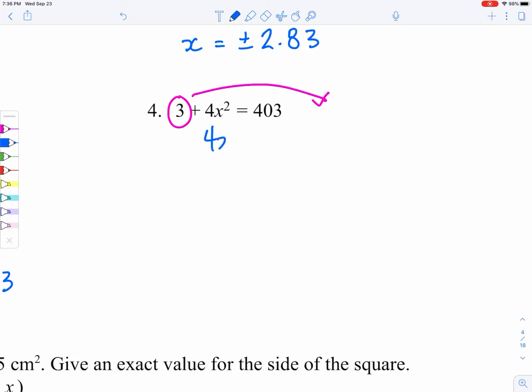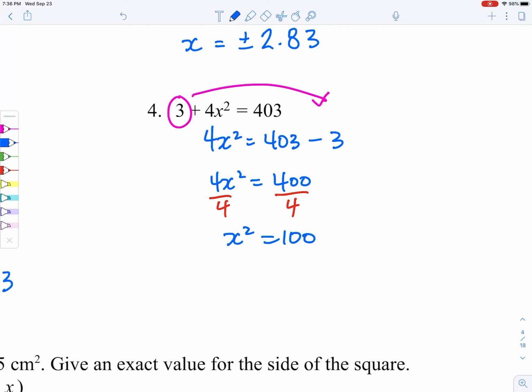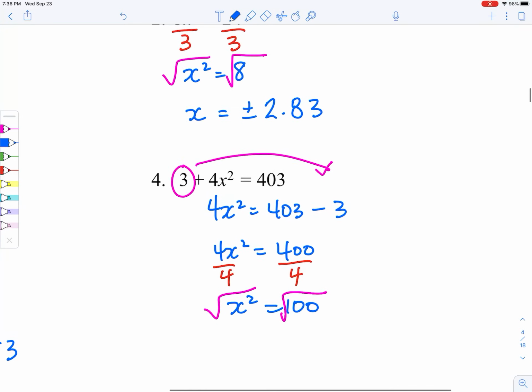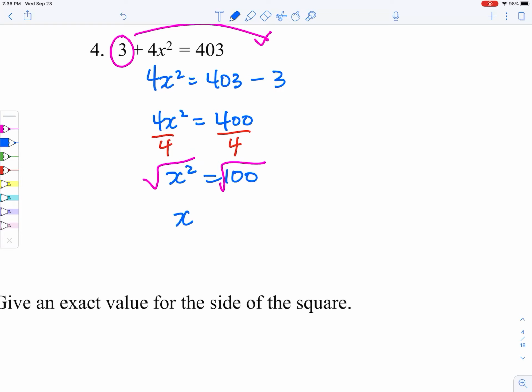For question 4, I'm going to subtract, take this 3, and bring it to the other side. So I get 4x squared equals 403 minus 3. So it equals 400. I still want x squared by itself. Divide both sides by 4. So I get x squared equals 100. Take the square root of both sides. So I get x equals plus or minus, and the square root of 100 is 10.